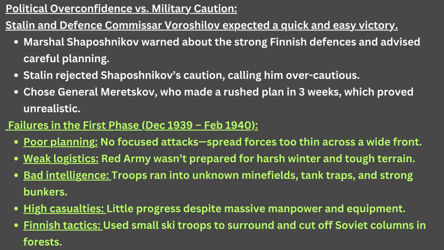Part 1. Political overconfidence versus military caution. Stalin and Defense Commissar Voroshilov thought Finland would be easy to defeat. They expected a quick victory. But Marshal Shaposhnikov, a senior military officer, warned them. He pointed out that the Finnish defenses, especially the Mannerheim line, were strong. He advised careful planning. But dosto, Stalin rejected his caution, calling Shaposhnikov overcautious.